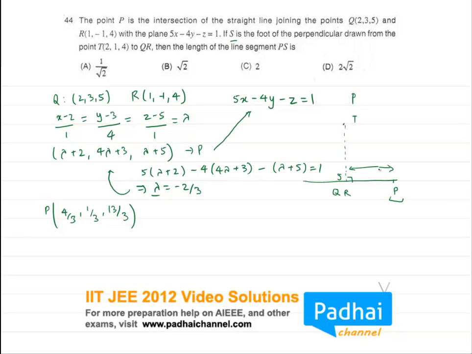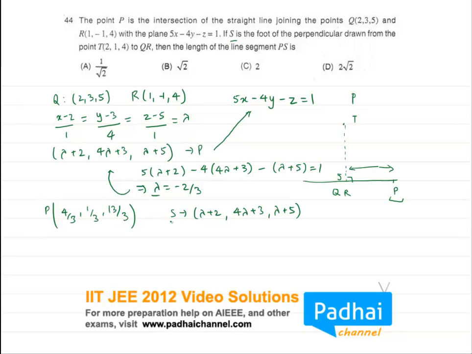What we'll use for point S is that TS is perpendicular to the line QR. We know the DRs of line QR. We will calculate the DRs of line TS in terms of point S itself, and then use the property that if two lines are perpendicular, the dot product of their DRs will be equal to 0. Again assuming point S, I can write S in terms of lambda, because S lies on the line QR itself. It will be something like this.